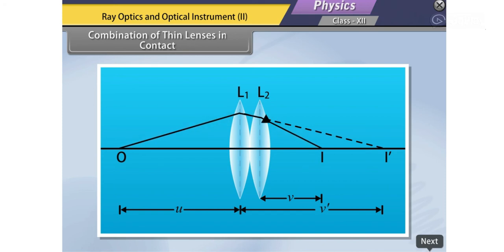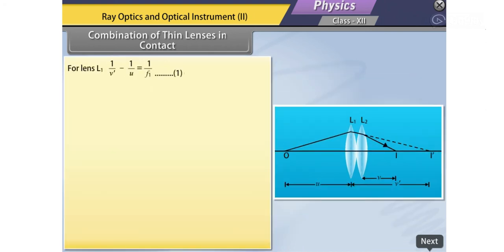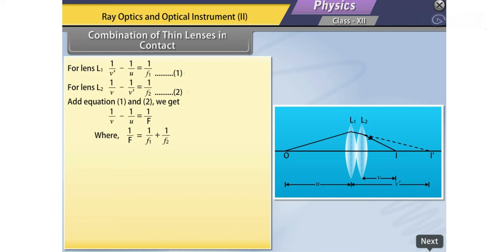If v' is the distance of image I' from the lens L1, then for lens L1, 1 by v' minus 1 by u is equal to 1 by f1. Name it as equation 1. For lens 2, 1 by v minus 1 by v' is equal to 1 by f2. Name it as equation 2. Add equations 1 and 2 and we get 1 by v minus 1 by u is equal to 1 by f, where 1 by f is equal to 1 by f1 plus 1 by f2.